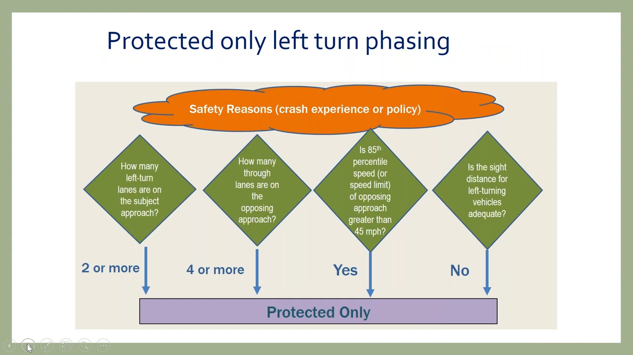So for making that protected only left turn phasing, how many left turn lanes are there? If it's two or more, most agencies will go protected only. How many through lanes are on the opposing approach? Most agencies would say three or more, but some do have four or more as the trigger to go protected only, but you could go with three or more, or even two or more. The speed: if the 85th percentile operating speed or the speed limit on the opposing approach is 45 miles an hour or greater, sometimes that's a trigger for going to protected only. And then certainly sight distance. If we have that negative offset, that can be a big deciding factor to go with protected only.